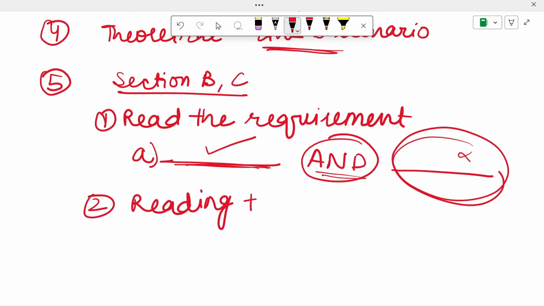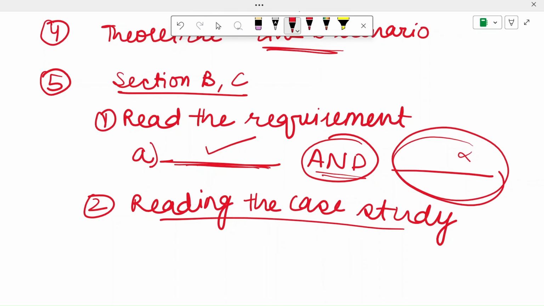When you are reading the requirements, you will highlight that, okay, or in the back of your mind you will keep it that, this is what I have to look for while I am reading the case study. And when you are reading the case study, do not mindlessly go on reading the case study. Focus your mind on the requirements while you are skimming through the case study. While you are reading the case study, your mind should immediately find answers to what the requirements are asking you in the questions. So this is how you should be solving section B and section C questions.